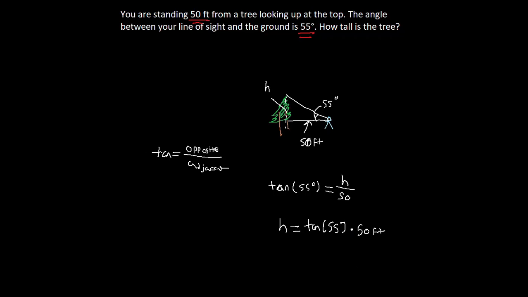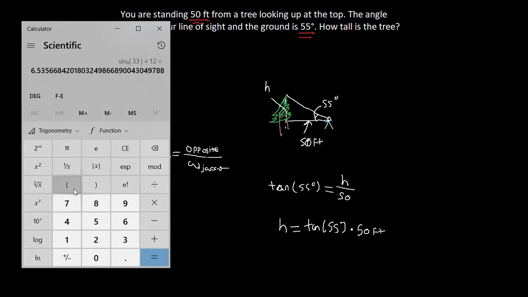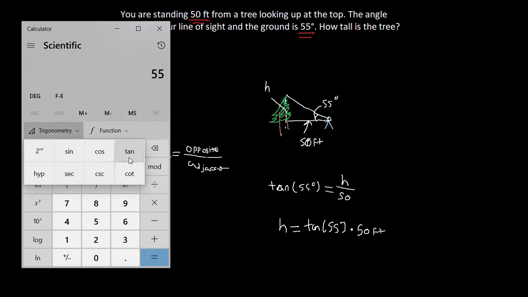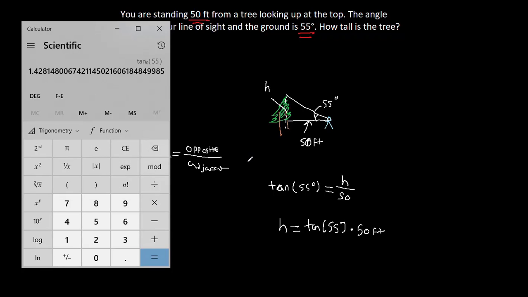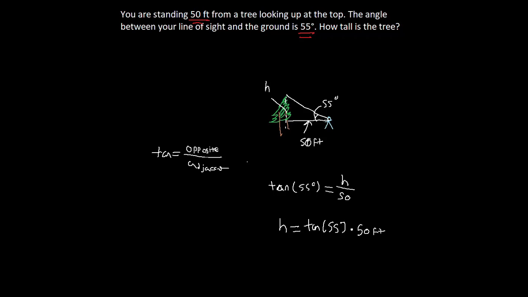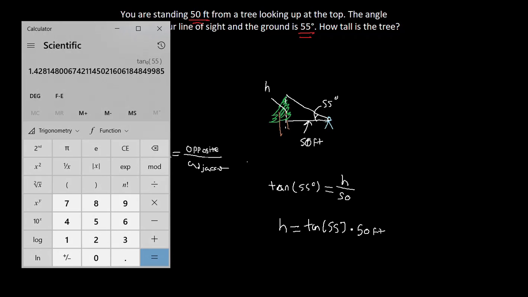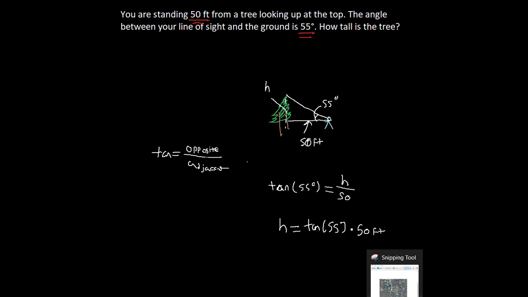Again, I don't know what the tangent of 55 is, so I'm going to pull out my calculator. And we're going to type in 55, and then we're going to go to trigonometry and tangent. And of course it goes away before I can write it down. 1.43 approximately. So this is approximately 1.43 times 50. So I can tell you just ballpark, this is going to be approximately 75 feet. But let's go ahead and do the actual math here.